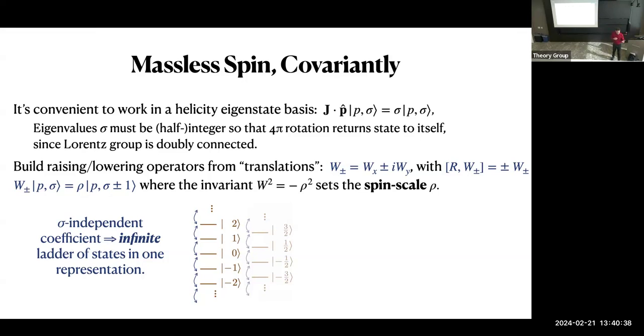Analogous to what you would do in SO(3) to build the representations, it's convenient to group these into operators that have a raising and lowering operator structure, with commutation relations with the helicity operator given by this. And then what you find is that these little group translation operators change the helicity of the state by one unit. And this constant of proportionality rho is independent of helicity. It corresponds to the square of the Pauli-Lubanski vector. So it's the Casimir of this representation. It's a quantum number, has units of momentum, and this is what is referred to as the spin scale.